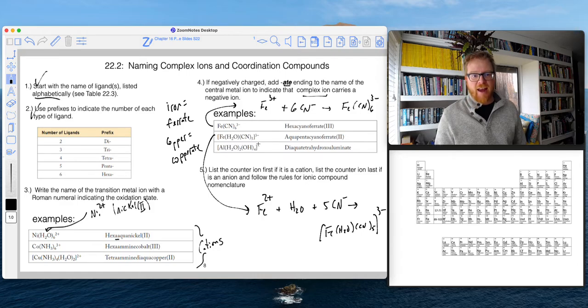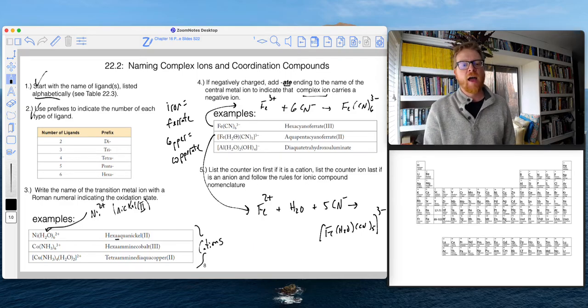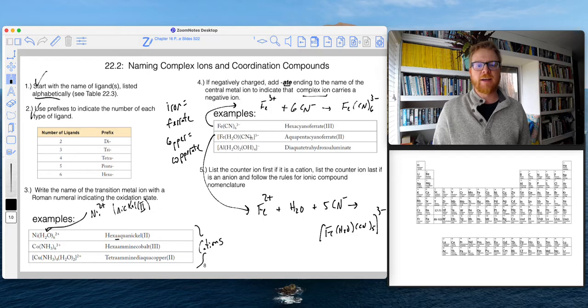Okay, and now we've got to put these in the right alphabetical order. Aqua comes before cyano. And there's only one of them, so we don't say mono aqua. We just say aqua penta cyano ferrate 2. Aqua penta cyano ferrate 2.